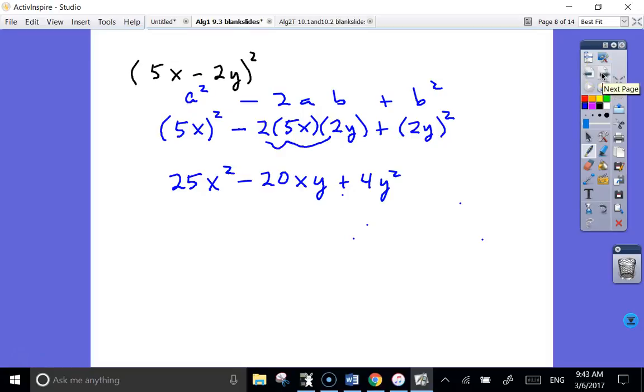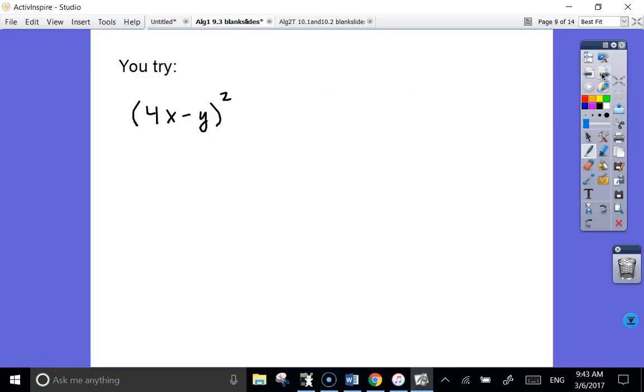We're good. So here's your you try. Try that one. Give me a final answer here. 16x squared minus 8xy. There's one more. Plus y squared, right? Remember, it's the first term squared plus the last term squared plus twice the inner product.